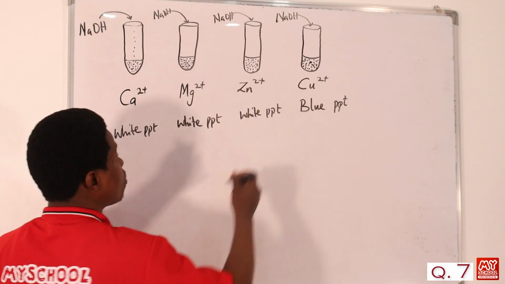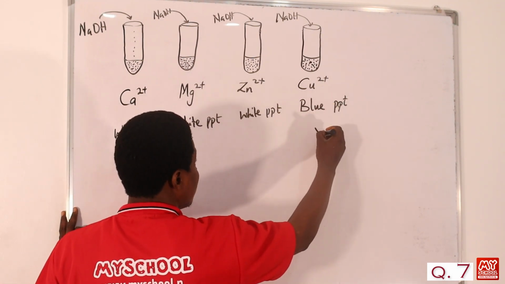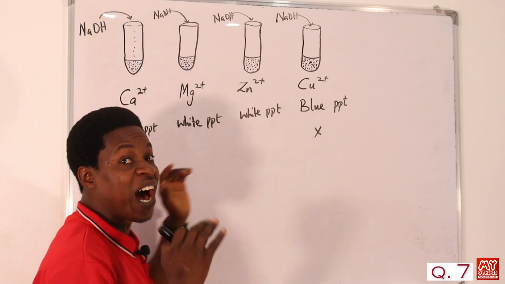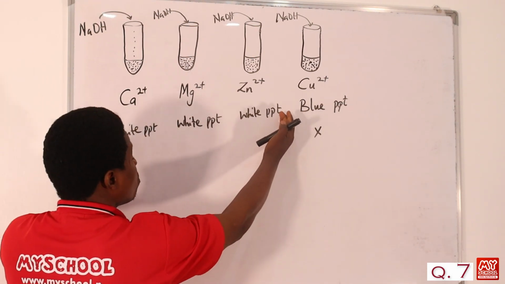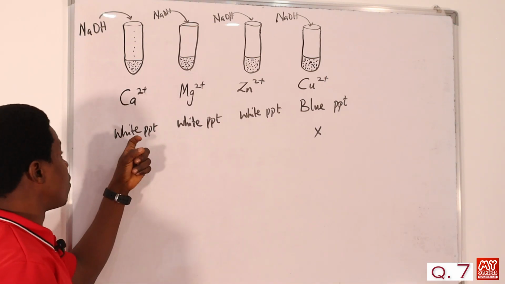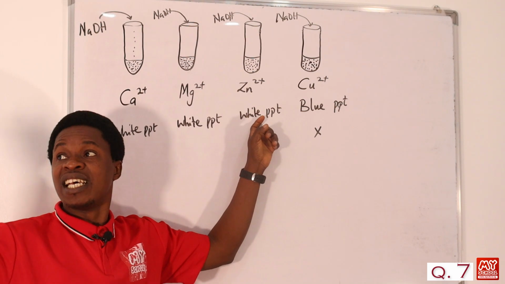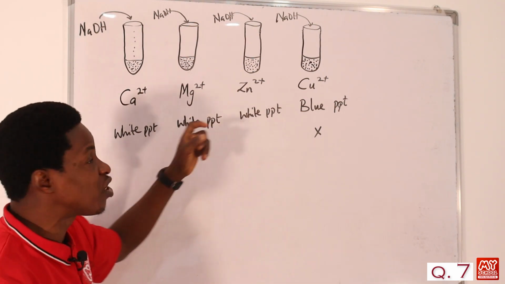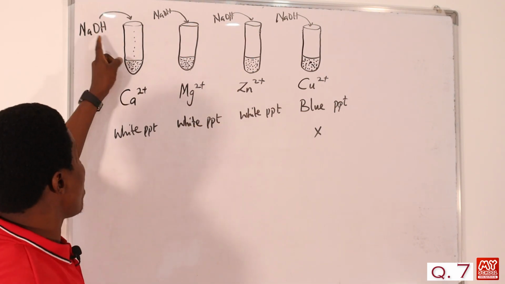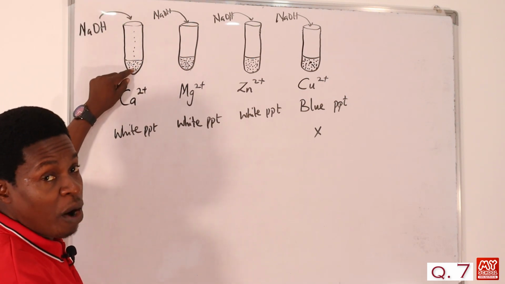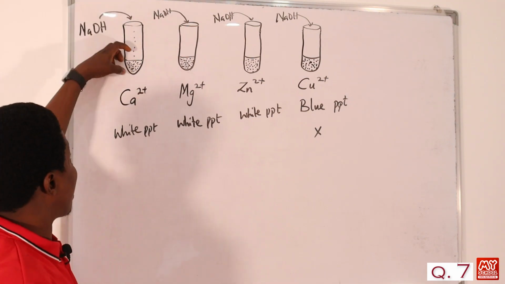Which means that option D, this last one, is already eliminated, because this is giving us a blue precipitate. So now we have three solutions to contend with. We have white precipitate, white precipitate, white precipitate. The first test is passed. Now the second one says it is soluble in excess of the base, sodium hydroxide. So when you add more sodium hydroxide, the first one was in drops, then you keep adding sodium hydroxide.